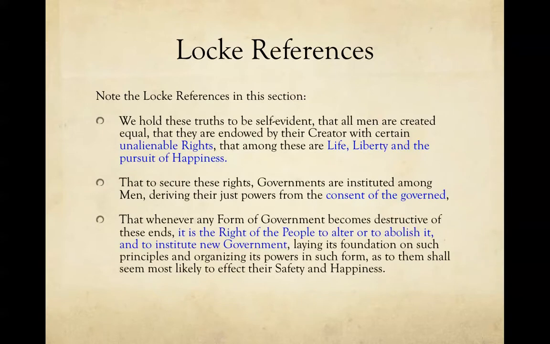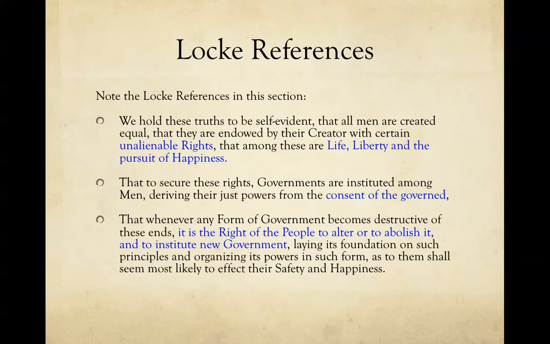There's a number of Locke references throughout. I pointed out just a few in the first section because they're all right there. In the first section, we have those certain unalienable rights, life, liberty, and what he calls the pursuit of happiness, which comes directly from Locke, who said life, liberty, and the ownership of property. He also says that to secure the rights, governments are instituted among men, deriving their powers from the consent of the governed. That is a direct Locke reference.